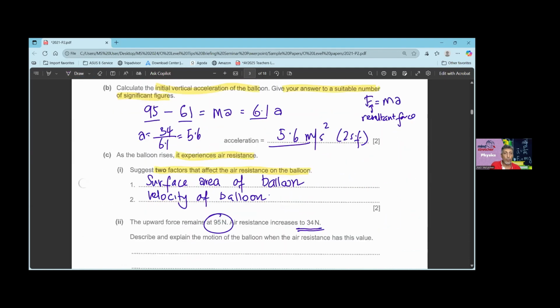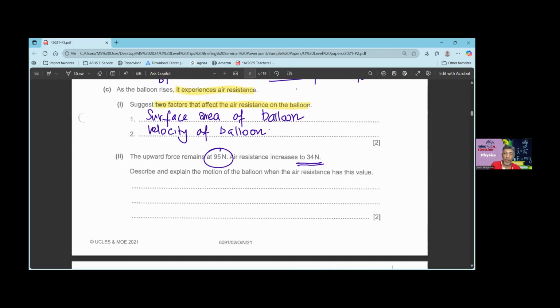So they ask you to describe and explain the motion of the balloon when the air resistance has this value, right? Yes, very good.